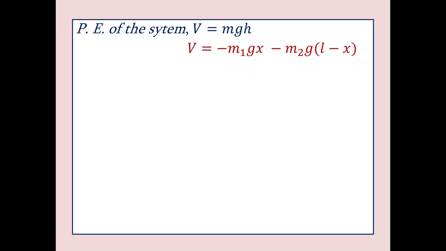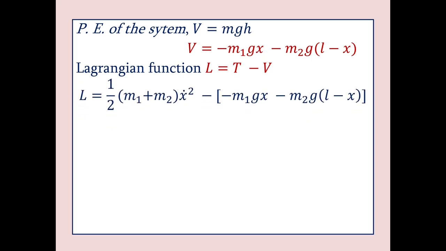We know the potential energy of the system is given, in general, by mgh. For the first mass, it is minus m1 g into x, because the height there is x. For the next mass, it is minus m2 g into (L minus x), because the height there is L minus x. The minus is because the masses are acting against the gravity.